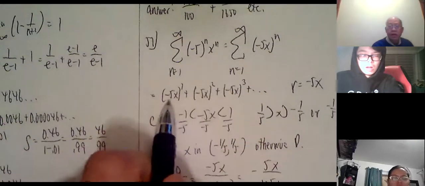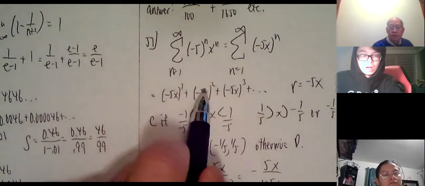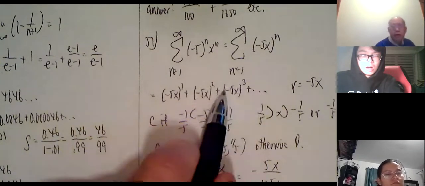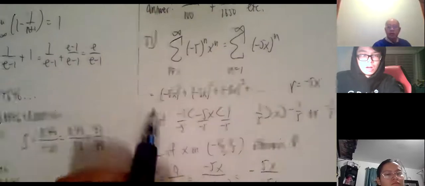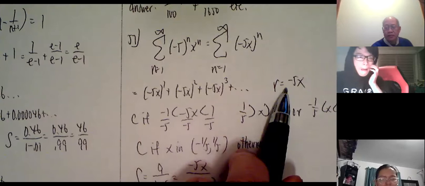If I plug in 1, -5x to the first power. Plug in 2, -5x squared. Plug in 3, negative 5x cubed. So it is a geometric series where the common ratio is negative 5x.